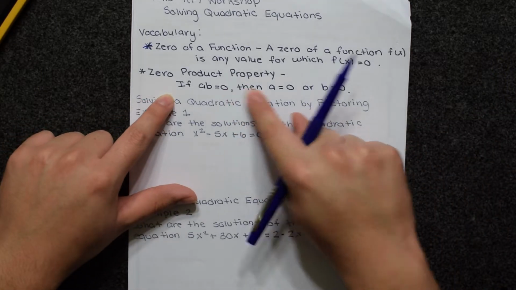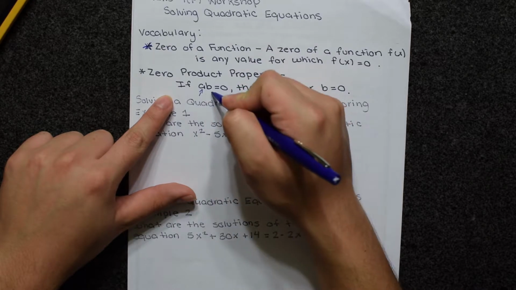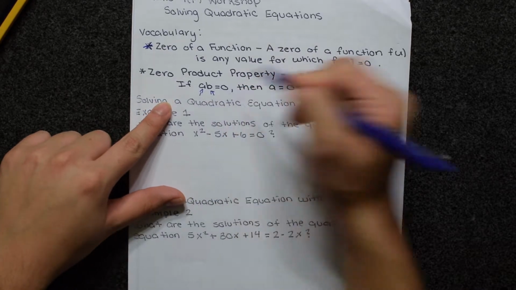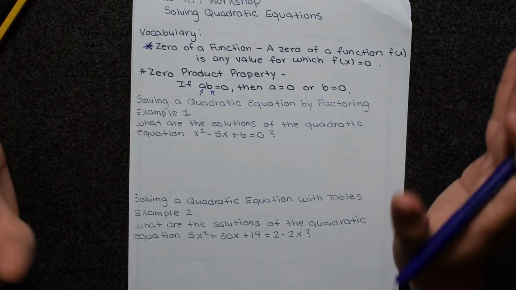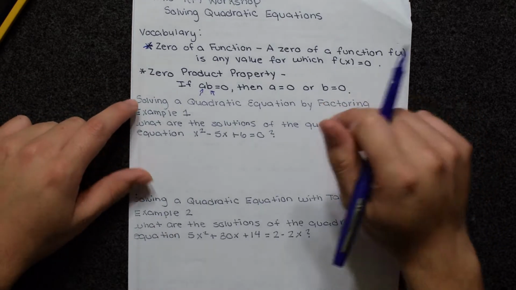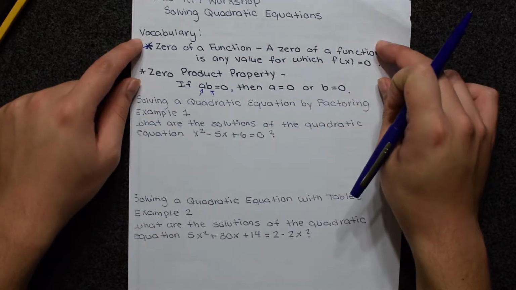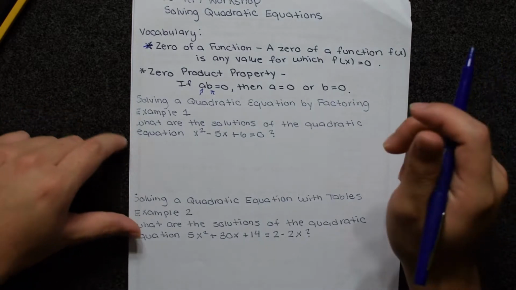We're going to use the zero product property, which means that if I have any number, a, times any number, b, and this gives me zero, then either a or b, one of those has to be equal to zero. So let's go ahead and try to use these properties to solve a quadratic equation.